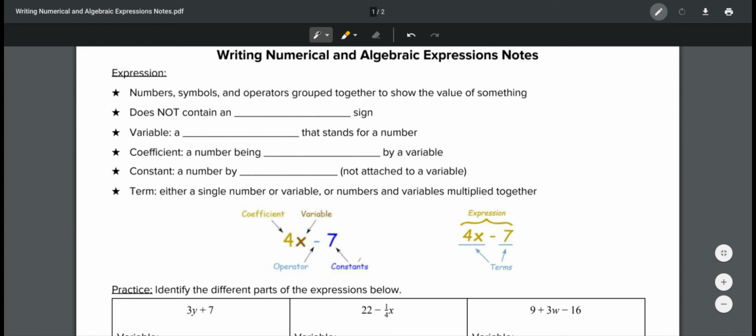All right, so today we're talking about writing numerical and algebraic expressions. We're going to be taking some notes over them. You should have the notes paper in front of you. It should look exactly like what's on the screen right now. So if you do not have that, raise your hand and let the substitute teacher know.